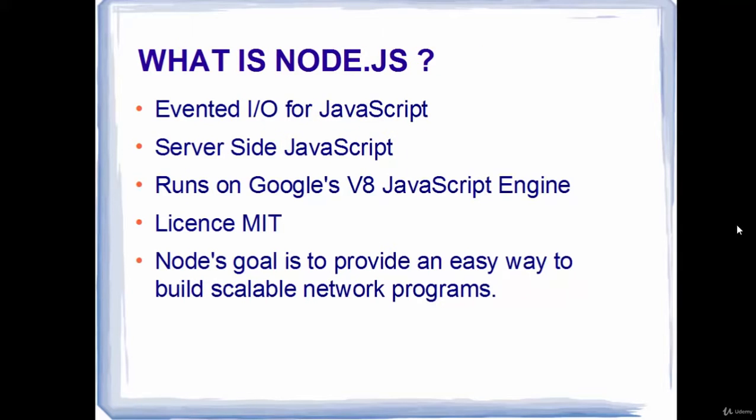Now, let's see what is Node.js. Node.js is an open source cross-platform runtime environment for developing server-side web applications. Normally you would link JavaScript with client-side web applications, but with Node.js, you can develop server-side applications also. Node.js is an evented IO, and this evented IO we will learn in the later videos, what is evented IO and how we can use it.